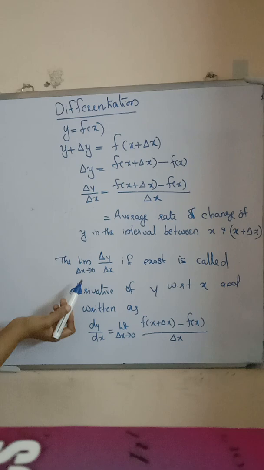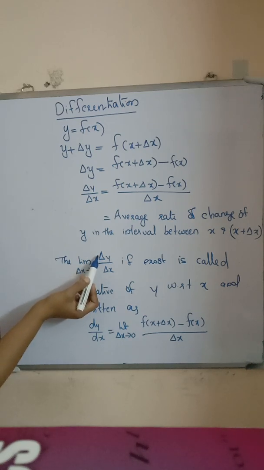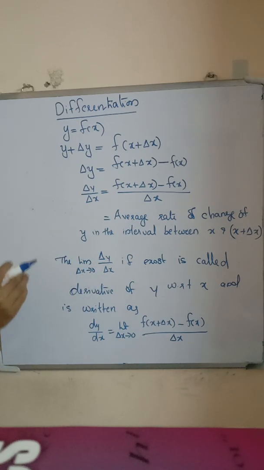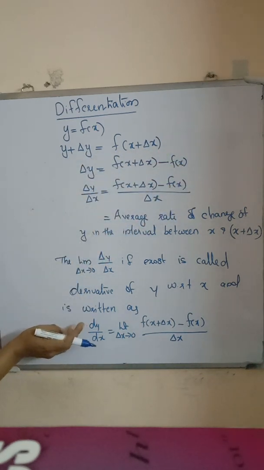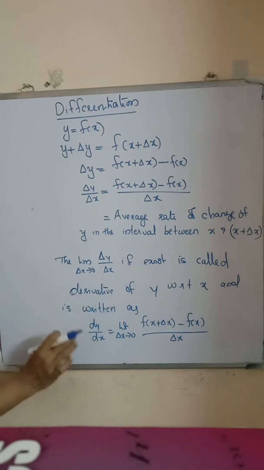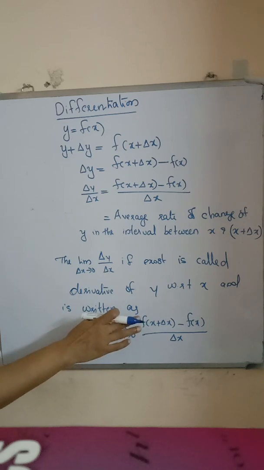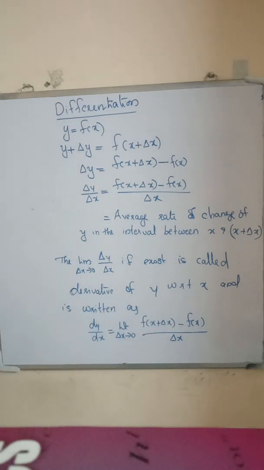If we apply the limit delta x tends to 0 to delta y by delta x, we get the derivative of y with respect to x. dy by dx is equal to limit delta x tends to 0 of f of x plus delta x minus f of x divided by delta x. Using some standard forms, we can find the derivative of functions without using the limit form.